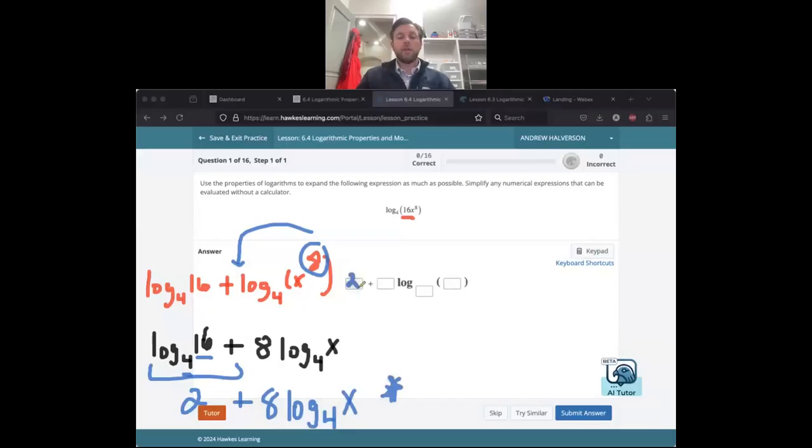And that's what they want: 2, 8, base 4, x. I want you to just fill in the spots. But you had to use your properties. That's the whole point. So you can use multiple properties in one. So my recommendation, apply the product or quotient rule first where you can. Apply the power rule second, and then simplify any log expressions that you can, like log base 4 of 16. Questions?